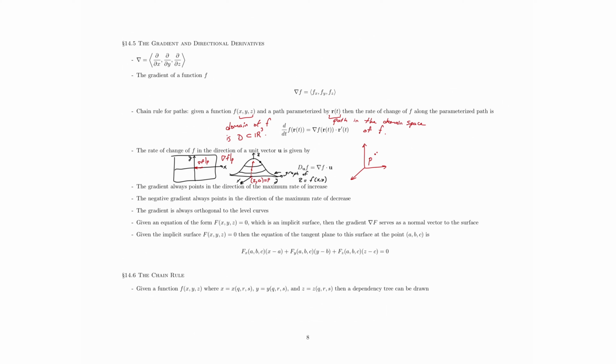All right. The negative gradient always points in the direction of the maximum rate of decrease. So if you want to decrease your altitude as quickly as possible, you would move in this direction, which is exactly opposite of the gradient. So the gradient is always to increase most rapidly. The negative of the gradient is to decrease the most rapidly.